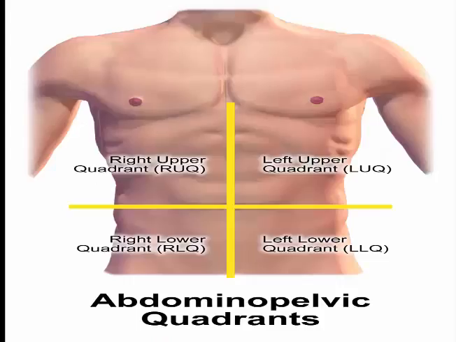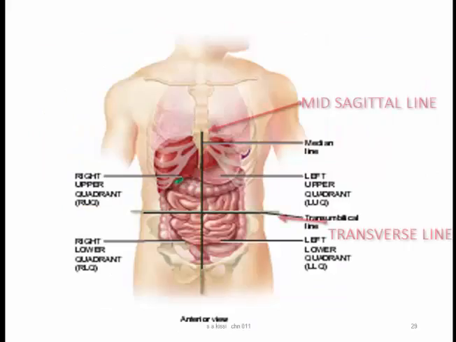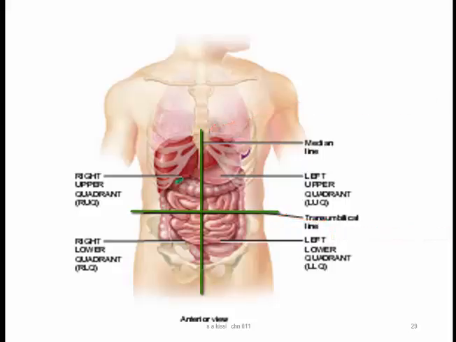Now, the very first one will just use a picture illustration. So we have the right upper quadrant, the left upper quadrant, the right lower quadrant, and then the left lower quadrant. So we see that there is a mid-sagittal line that passes through the umbilicus, and then there's also a transverse line that passes through the umbilicus, and that these two lines intersect to form the four quadrants that we just mentioned: the right upper quadrant, right lower quadrant, left upper quadrant, and then the left lower quadrant. So this is one method.